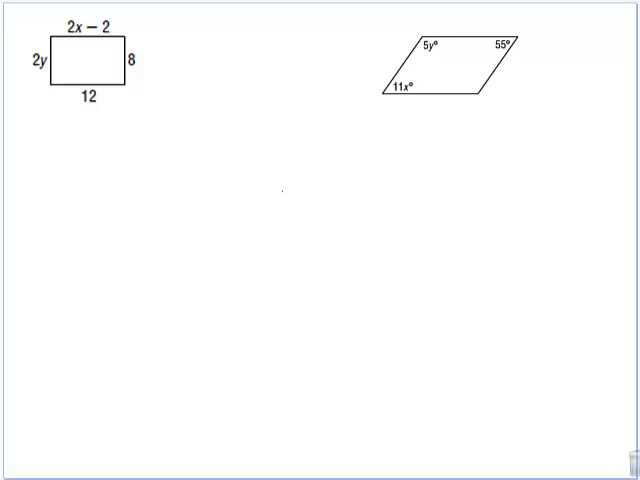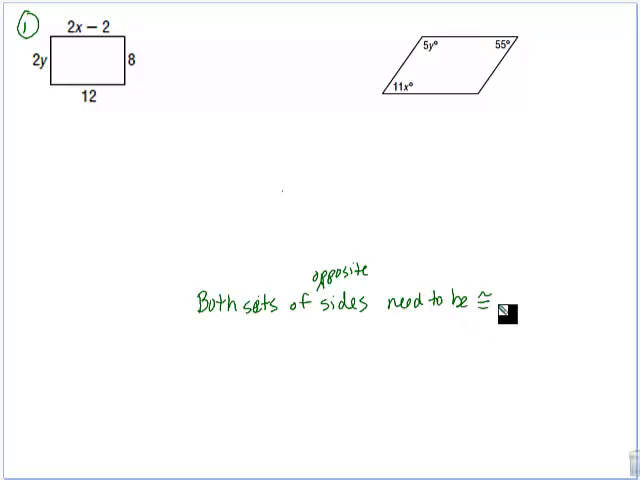All right, we are doing some more testing for parallelograms. For these first problems, we want to show that they should be parallelograms. So if these are parallelograms for our first problem here, what do we need to know about them? Well, to have a parallelogram, both sets of opposite sides need to be congruent. That's one way that we know that we have a parallelogram.